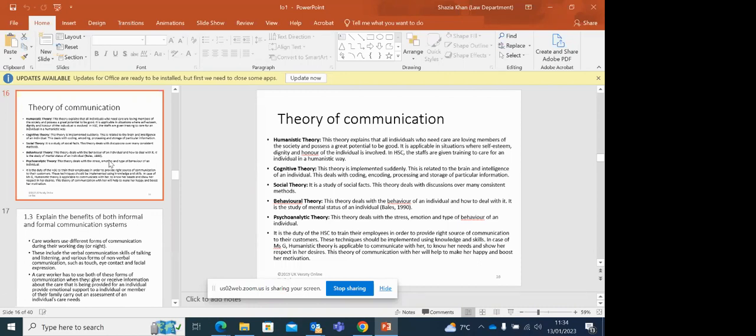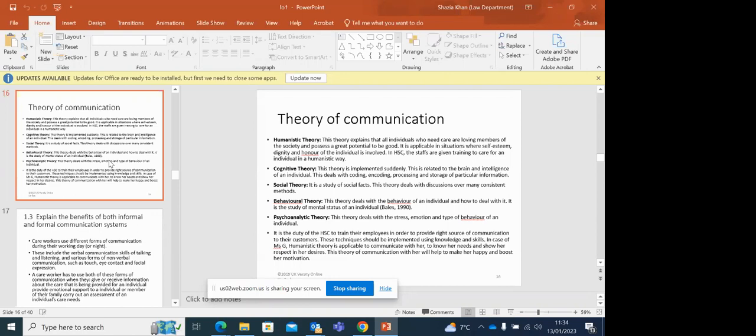And then we've got behavioral theory. This theory deals with the behavior of an individual and how to deal with it. It is the study of the mental status of an individual. And then we've got psychoanalytic theory. This theory deals with stress, emotion, and the type of behavior of an individual.